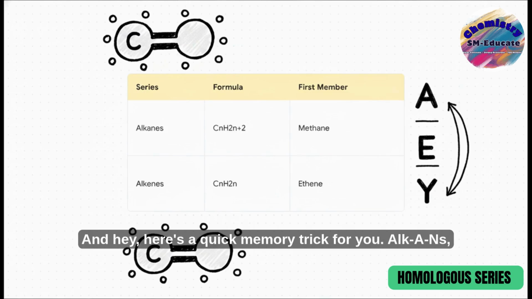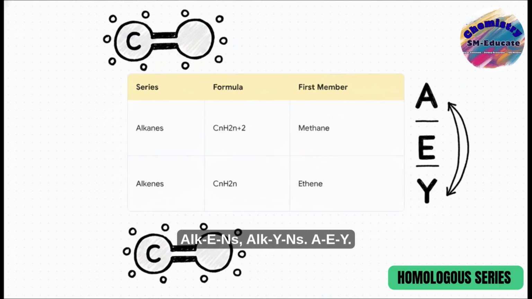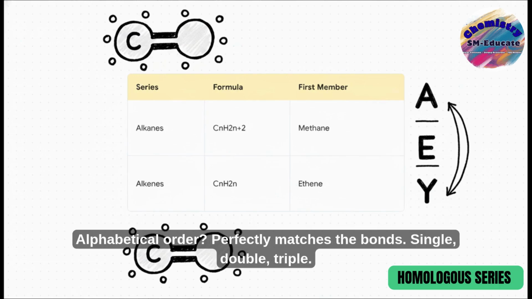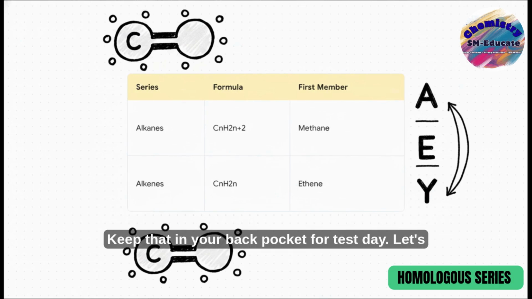And hey, here's a quick memory trick for you. Alk-A-Ns, Alk-E-Ns, Alk-Y-Ns, A-E-Y. Alphabetical order perfectly matches the bonds. Single, double, triple. Keep that in your back pocket for test day.